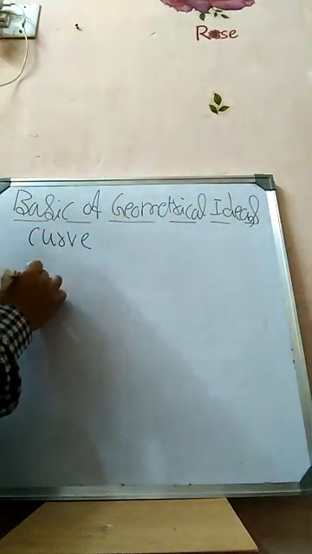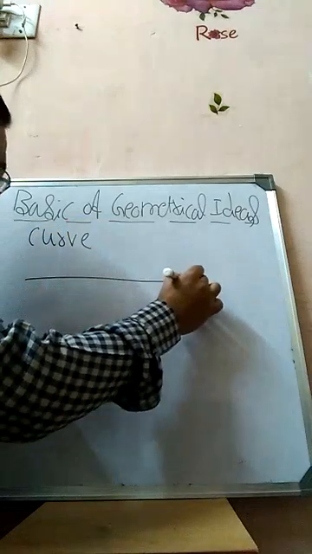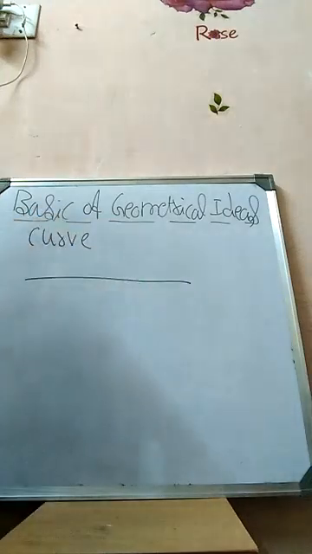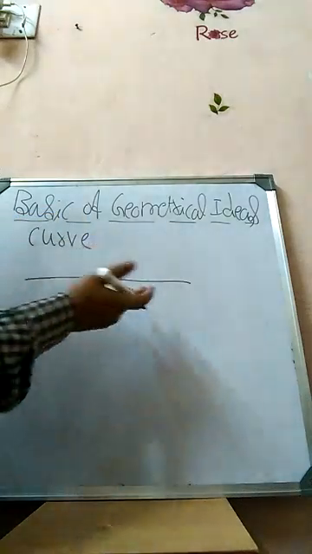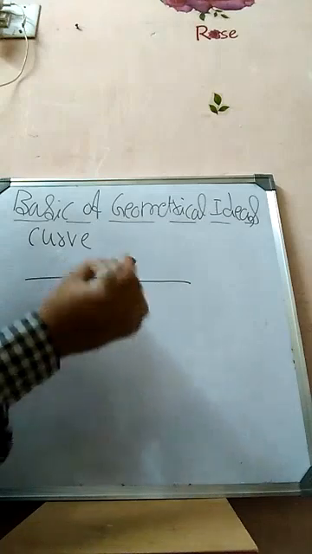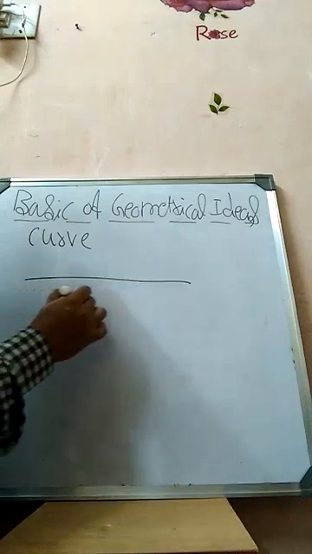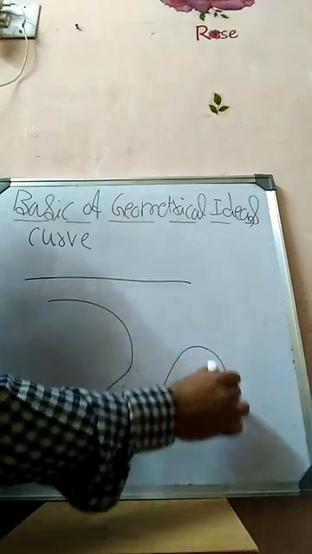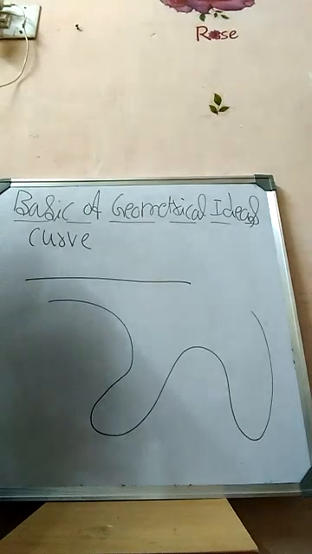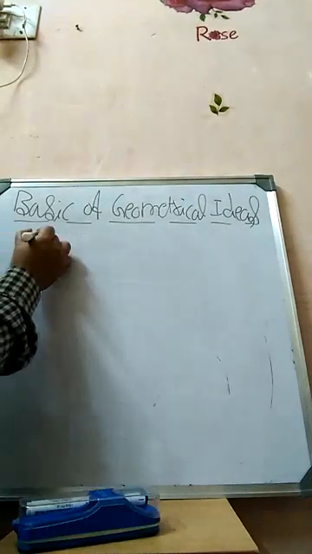If we draw a line without lifting a pencil or pen and without using a scale, then it is called a curve. If we use a scale, then it is a line. Without using any scale or without lifting the pen or pencil, if we draw any figure, then it is called a curve. Curves are of two types, open curves and closed curves. First, closed curves.